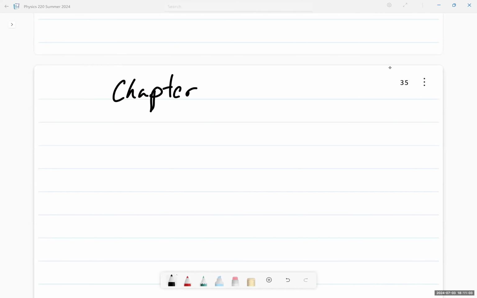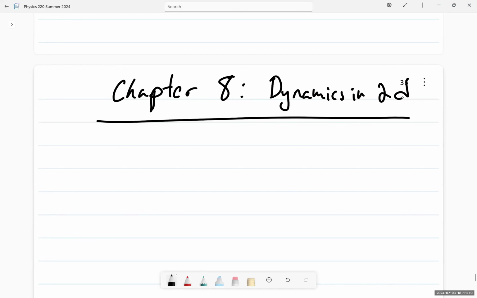So chapter 8, and this is dynamics in 2D. Technically in 2D and 3D, but it's still mostly like two-dimensional dynamics. Now, our goal for today would be to find the forces that make an object go around in a circular motion.